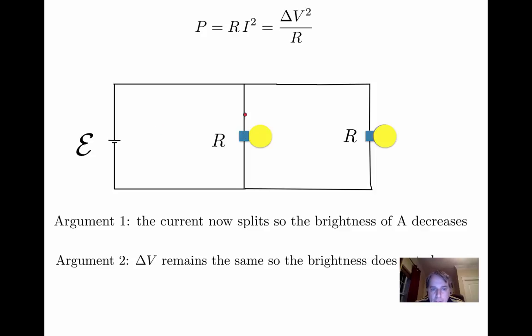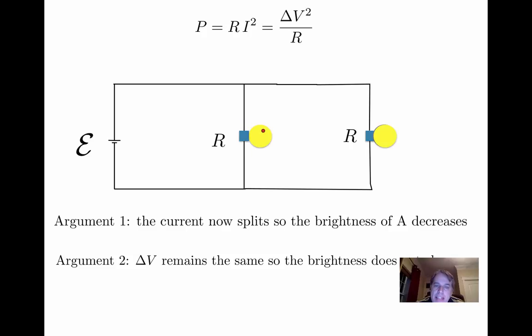A different argument is this. If you look at the voltage applied to this light bulb here, even when you close the switch, the voltage here stays the same. After all, the voltage here has to be equal to the voltage across the battery. So the argument goes like this. Closing the switch here doesn't change the voltage here. Therefore, the voltage stays the same.